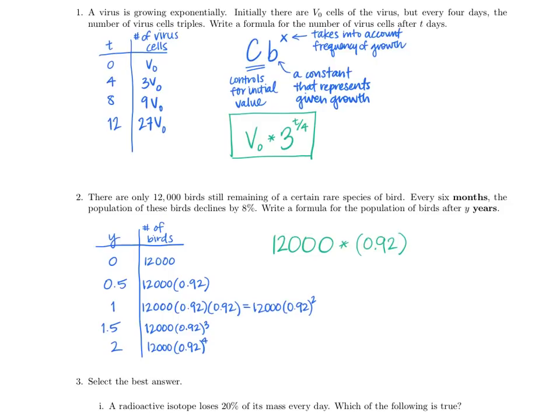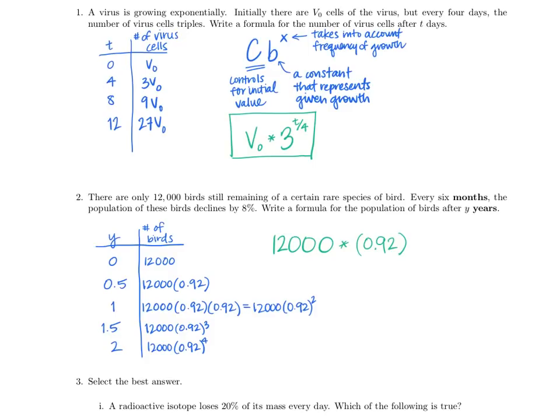And now we need to think about what we want to raise it to. Note that the exponent has to take into account the frequency of growth. For us, this is the every 6 months part. But since we are writing this formula in terms of y, or years, we need to think about how often that is in years. Well, if we're talking about every 6 months, that's going to be every 0.5 years. And that's going to control this exponent up here. It basically says, how often are you multiplying by 0.92?